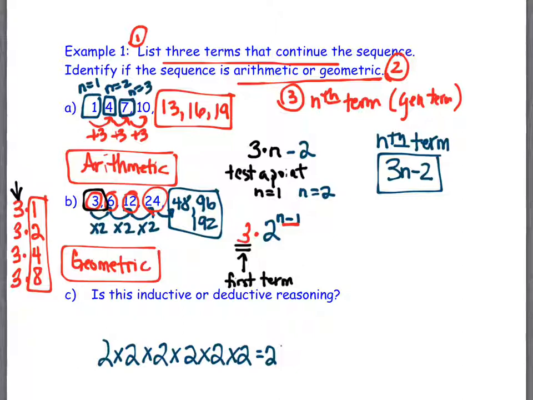N is the term number you're on. In all of these cases, my N is representing my term number. So if I'm on the first term, it's N equal to 1. If I'm on the second term, it's N equal to 2.